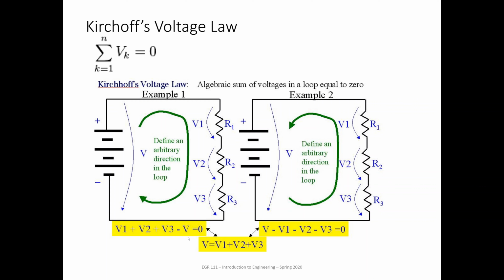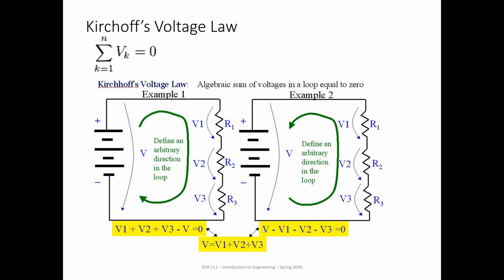Now in this case, you have different ways to represent this. You could actually do the loop in the other direction. It really doesn't matter. One of the ways you could say is that whatever voltage this increases, you lose it over here. So you could say V minus V1 minus V2 minus V3 equals 0. You'll see different representations of this equation.